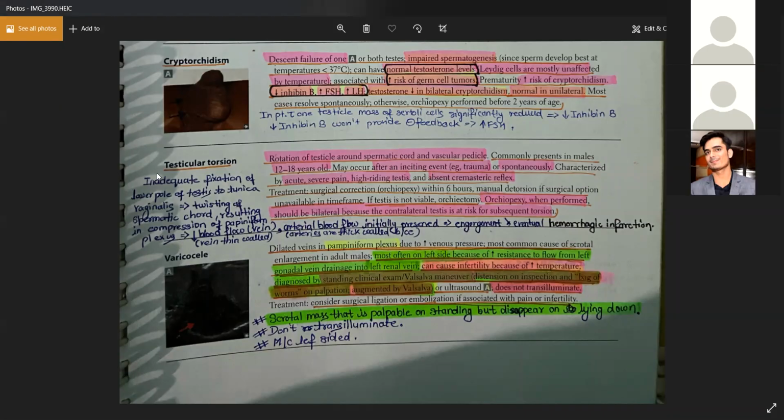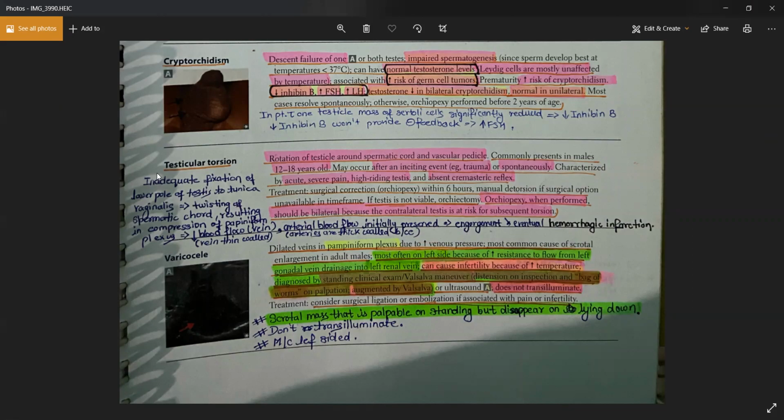So whenever you have an inadequate fixation of the testis to the tunica vaginalis or to the scrotal sac because of loss of gubernaculum or loss of the tunica vaginalis, the patient will have an unstable testis that can lead to testicular torsion. Because of the torsion, it becomes a very acute, severe onset painful condition.